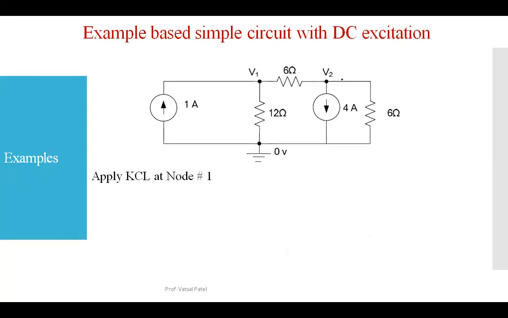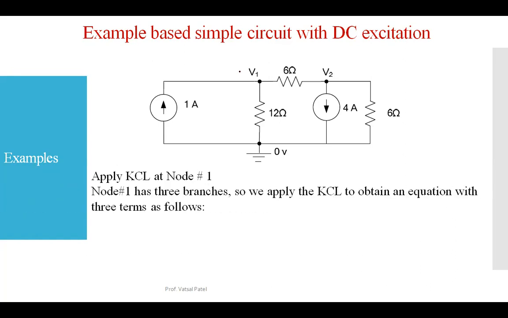So if we apply the KCL at node number 1, at node number 1, how many branches are connected? Can you identify and tell me? At node number 1, how many branches are connected? It is 3. 1 ampere current source, 12 ohm resistance and 6 ohm resistance. So that branches are connected at V1. Similarly at V2 there are 3 branches connected.